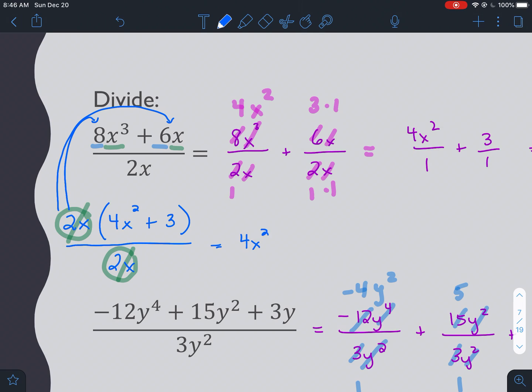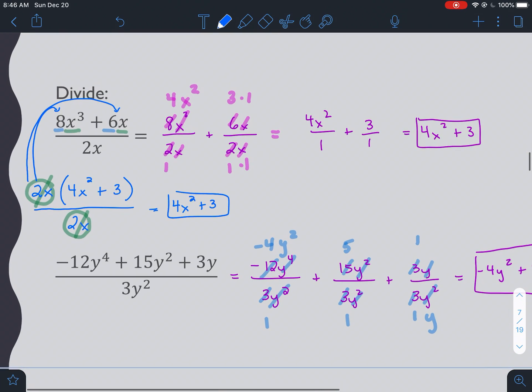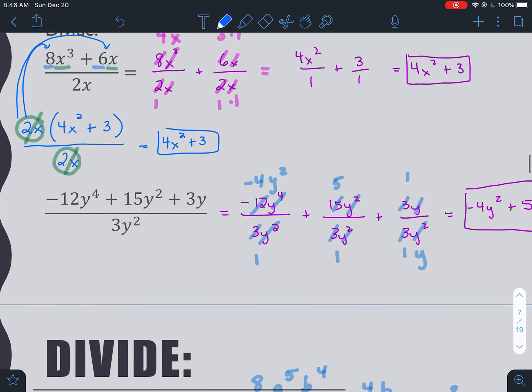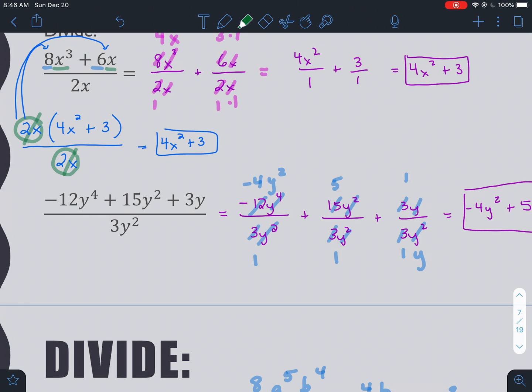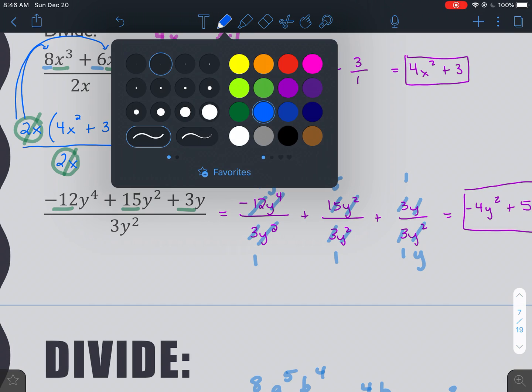We have a 2x over a 2x. They both reduce to 1. And so all you're left with is 4x squared plus 3. And then notice it's the exact same answer we got when we separated it into 2 separate fractions in that case. So that's factoring and reducing. So let's look at the next one.